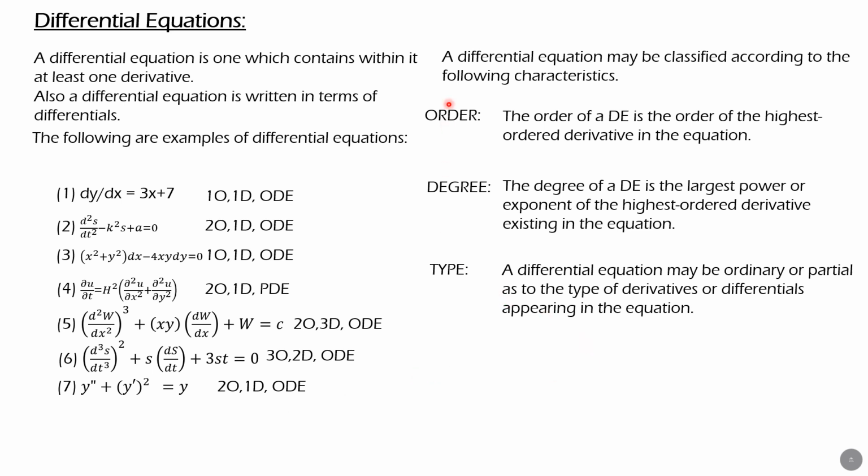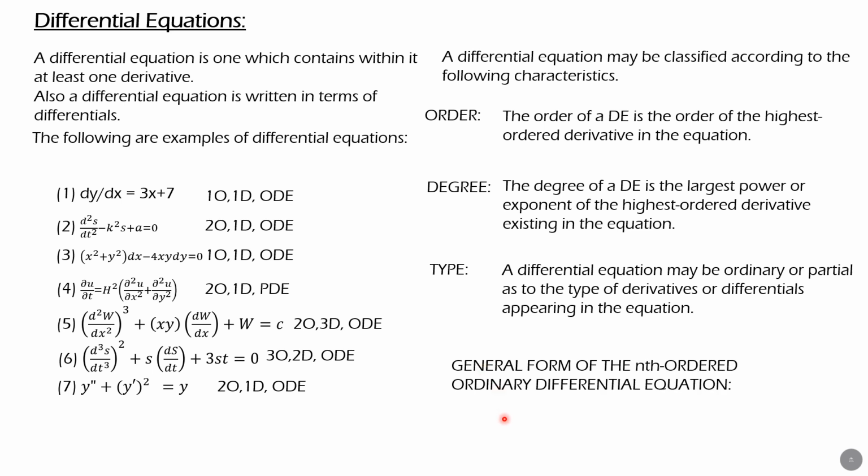So these are the different characteristics of a differential equation. In general, the general form of the nth-order ordinary differential equation would be a function of the nth derivative of y, the (n minus 1)th derivative of y, until we reach the first derivative of y with respect to x, comma y, equals 0. So this is the general form of the nth-order ordinary differential equation. So we have the nth derivative here. So that's it for that part.